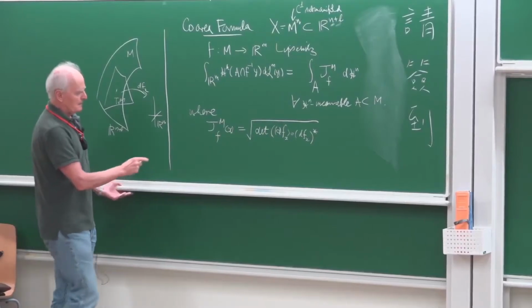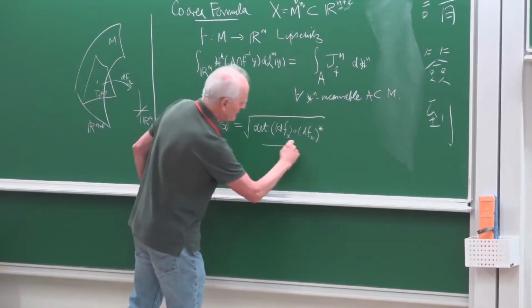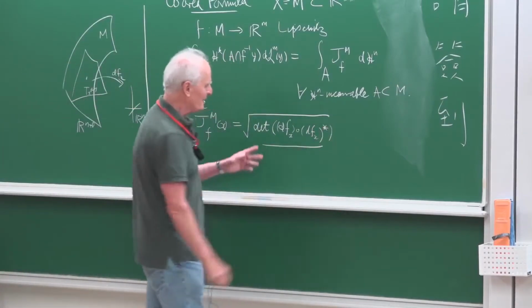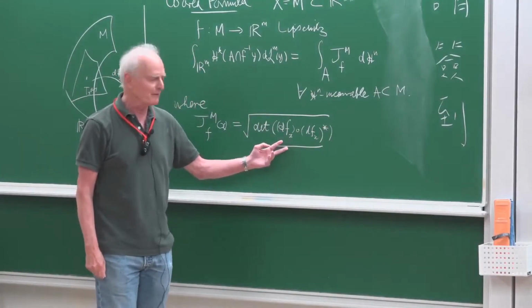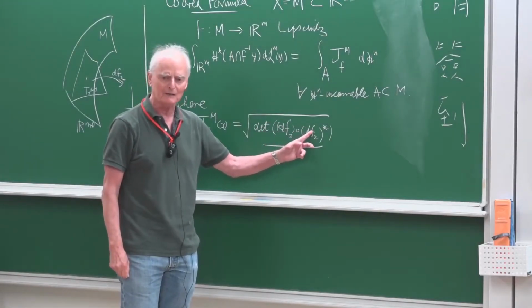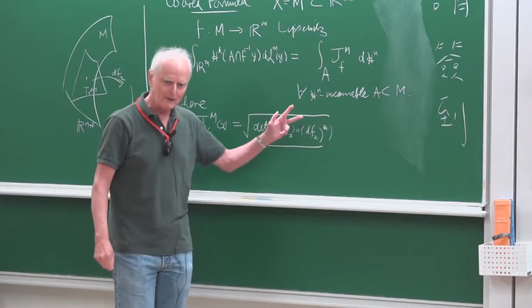So notice that you've got to stare at that a bit to see that it's not the same thing as we had in the area formula, right? In the area formula, we had df star composite df_x, right? It's the other way around now.